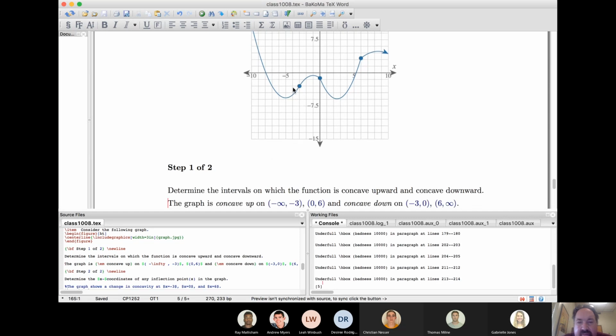So questions about how the intervals were identified in this case.